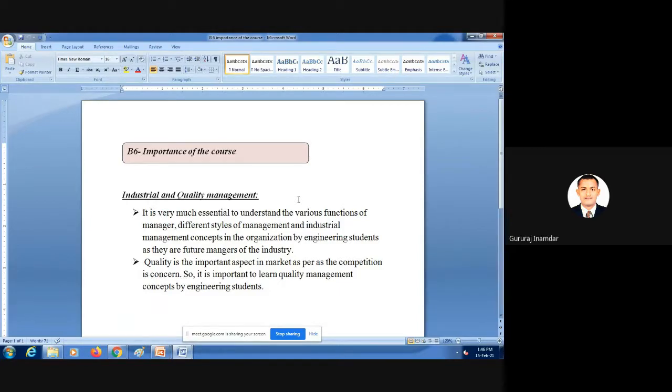Okay, so quality is very important. Why? Because quality drives your industrial growth. If industry grows, definitely your personal financial backup will also increase. According to that, quality is a very important aspect in the industry. Now, how to maintain that quality?